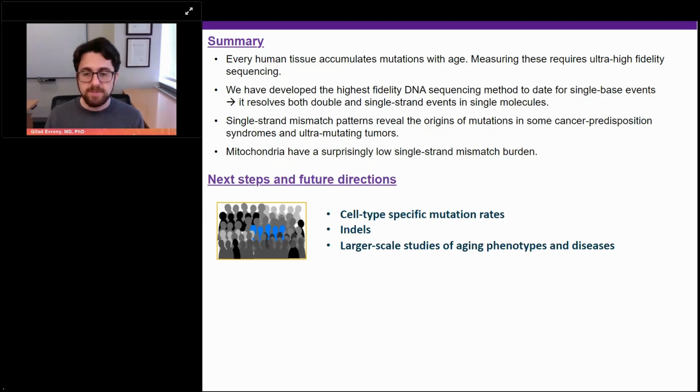Looking forward to next steps of what we would like to use this technology for, we'd like to study mutation rates and patterns in different cell types. We'd like to study indels. Currently, this has been very challenging because the error profile of single molecule sequencing for indels is too high for us to resolve true indel changes, but we're working on computational methods to try and address this, but we may not be successful. And in the long term, we'd like to study somatic mutation processes in larger numbers of people and phenotypes in the context of a variety of diseases.